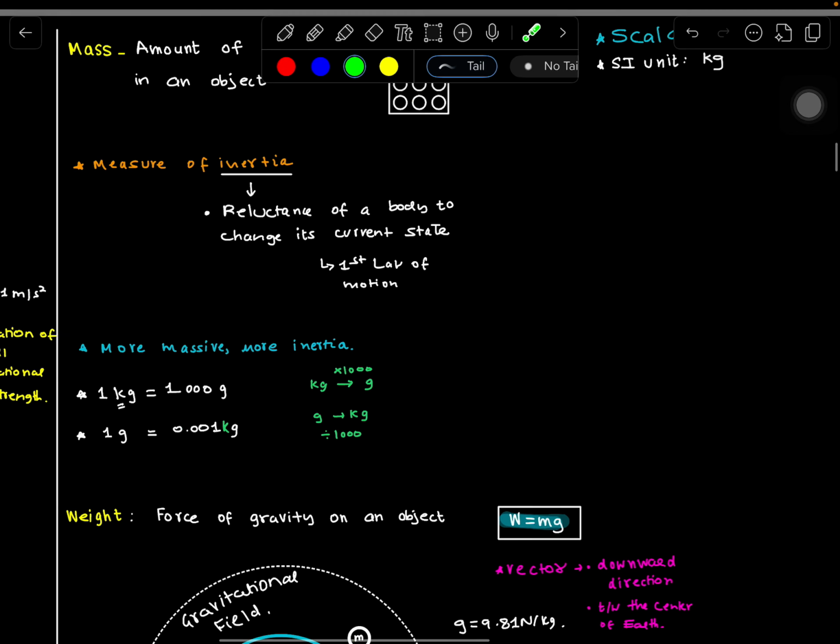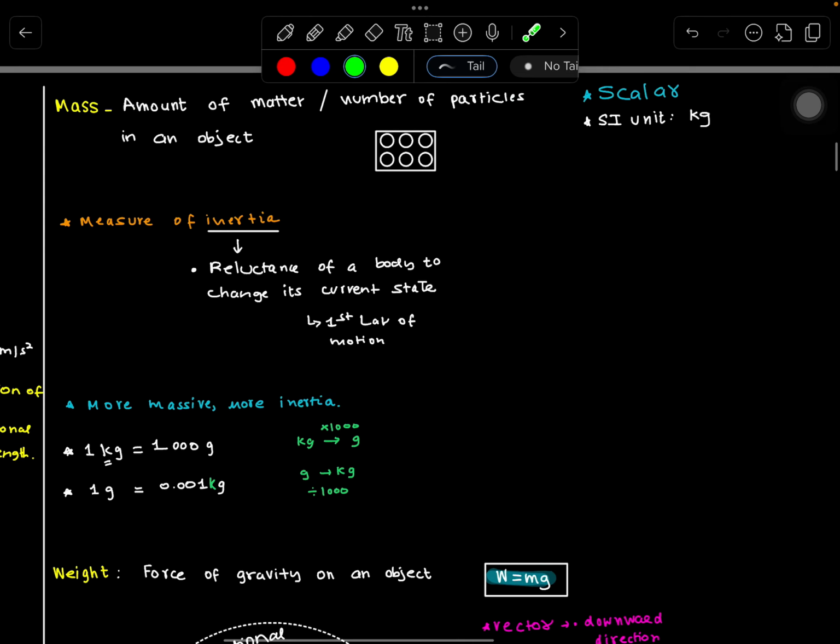So the more massive something is, the more inertia it has. You can think of day-to-day examples as well. When you're pushing a loaded cart, it's heavier and harder to push because the heavier mass is providing more reluctance, it has more inertia. So the more massive something is, the more particles it contains and the more reluctance it provides.